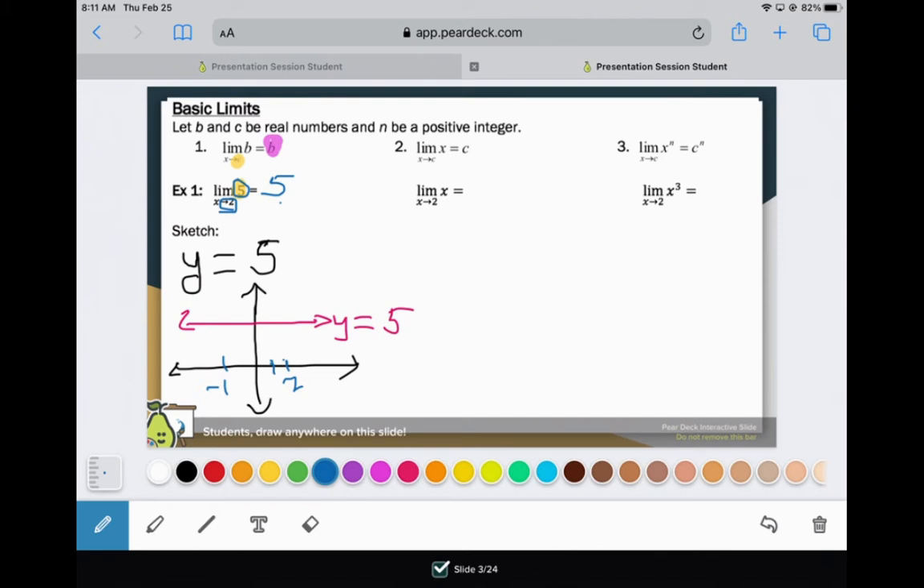It makes it easy for you. You don't have to look at the graph. The limit of that constant is that constant. Okay, all right. Any questions for me on the first property?